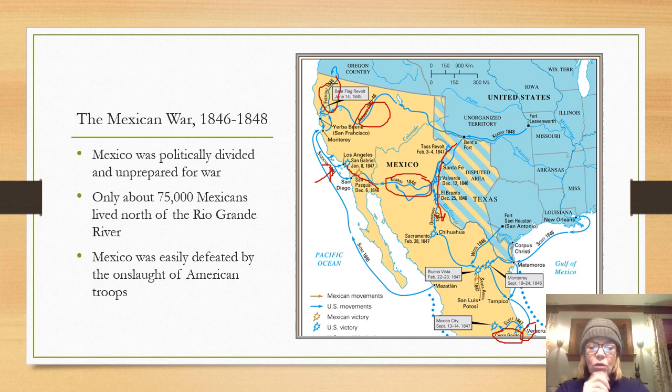All right, so for the Mexican government, they didn't even declare war on us, and they're very politically divided and unprepared for war. They had only had their independence for like 20 years. Only about 75,000 Mexicans lived even north of the Rio Grande River, so Americans kind of dominated them anyway, and they weren't politically unified or organized to fight against the Americans. So Mexico was easily defeated by the bigger force from the United States.